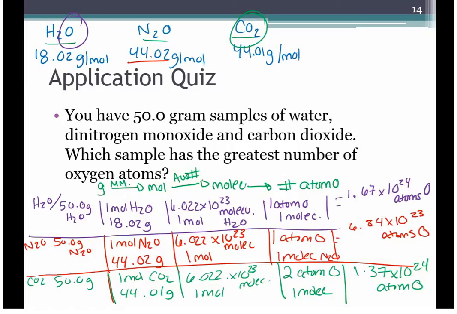This time, we have different exponents, so we can only look at the two that have the biggest. 1.67 times 10 to the 24, 1.37 times 10 to the 24, the sample of water ends up having the highest, okay?